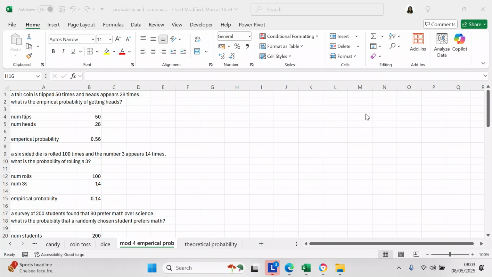The first question is, a fair coin is flipped 50 times and heads appear 28 times. What is the empirical probability of getting heads? The number of flips is 50. The number of heads is 28. The number of heads divided by the number of flips is 56%. So that's B5 divided by B4.